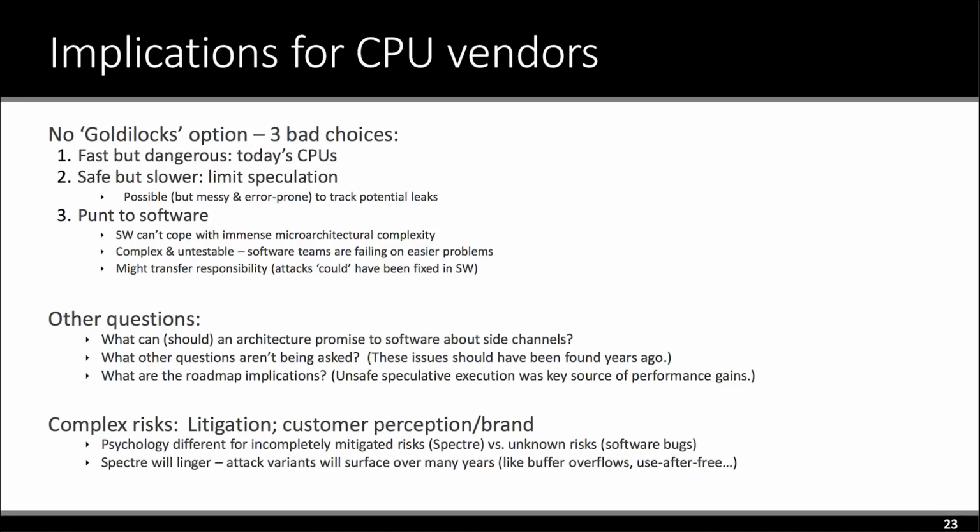There's no Goldilocks solution here. Everything you do is going to be bad, and you're going to be criticized for it. And I'm going to be one of the first to make some of the criticisms, since I don't have to go build CPUs. You can be fast and dangerous. We have that today. You can be safe but slower. You can turn off speculation completely, or try to constrain it in various ways that hurt performance as little as possible, but give speculation in the places that you think it's maybe okay. Or you can do absolutely the worst possible thing and punt a giant mess off on software programmers who have absolutely no way to deal with it.